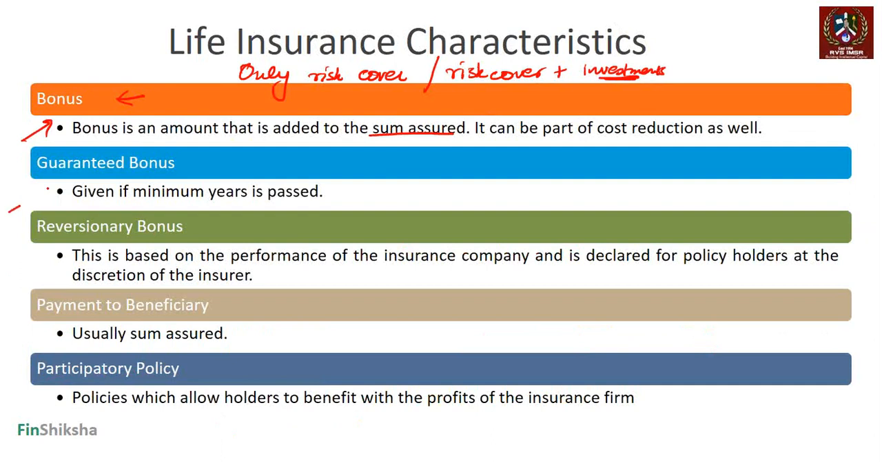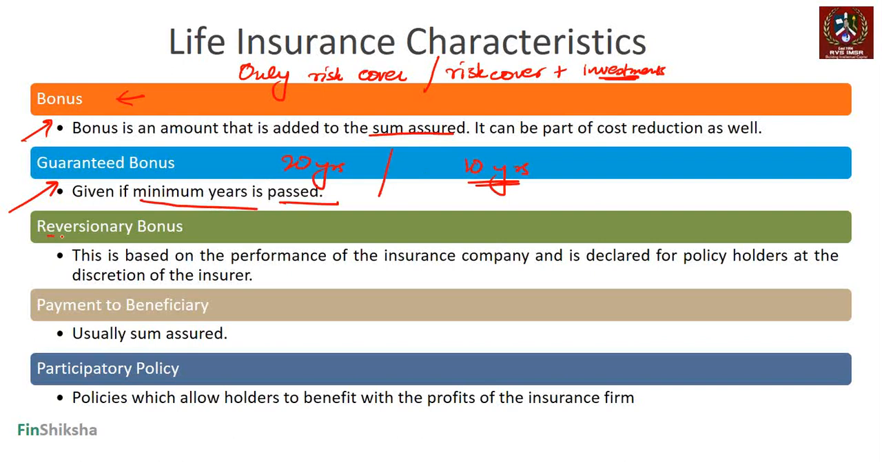There is also something called a guaranteed bonus in some policies, where a minimum number of years have to pass. Remember, let's say this is a 20-year policy and 10 years have passed, they might say after 10 years, if you are still there as a policy holder with us, we will give you a guaranteed bonus amount. This could be a small amount. This may not be a very big amount, but there is a guaranteed component in terms of returns that people might get if they stay that long in a policy, right?